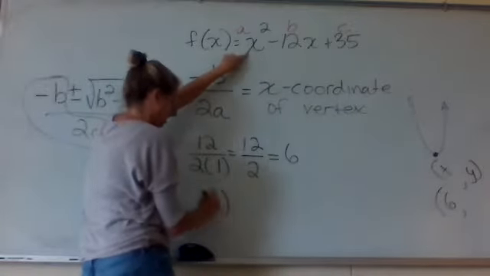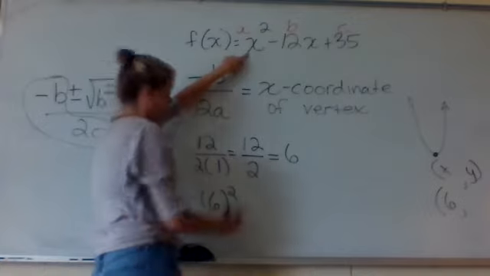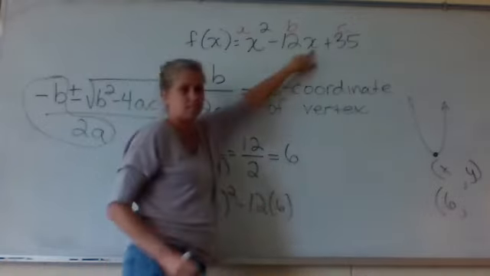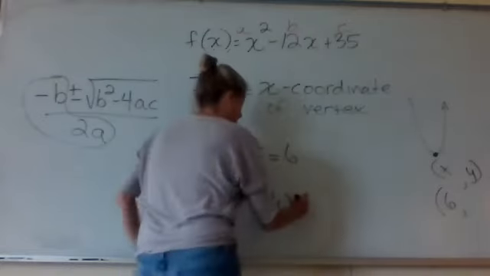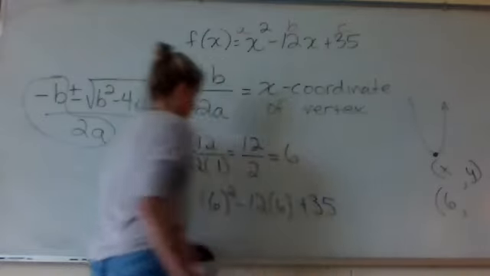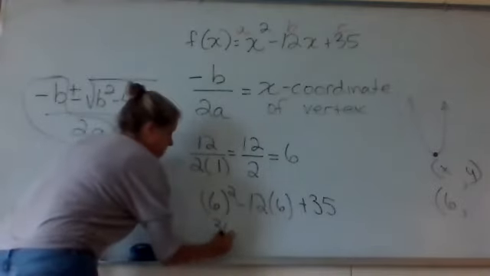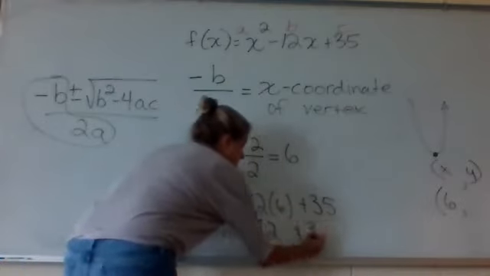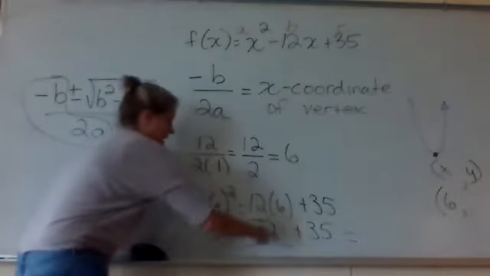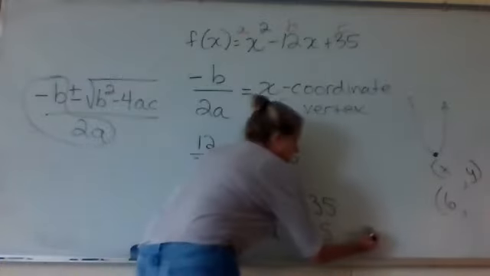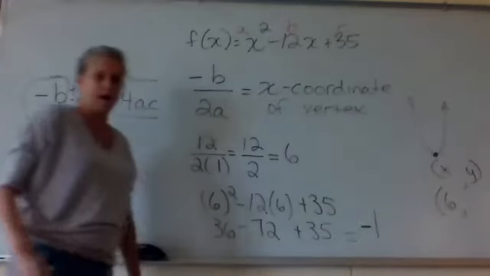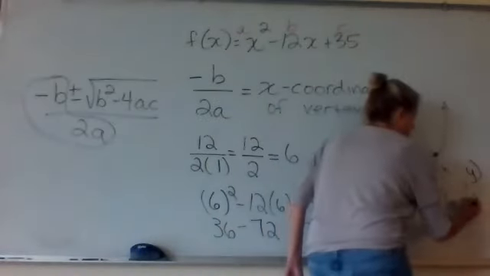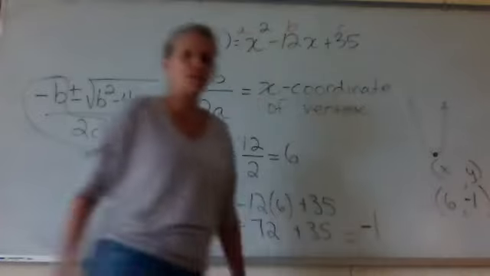So I have 6 squared minus 12 times 6 plus 35. 6 squared is 36 minus 12 times 6 is 72 plus 35. So if I add and subtract straight across, I get negative 1. There's your y. Negative 1. So there's your vertex.